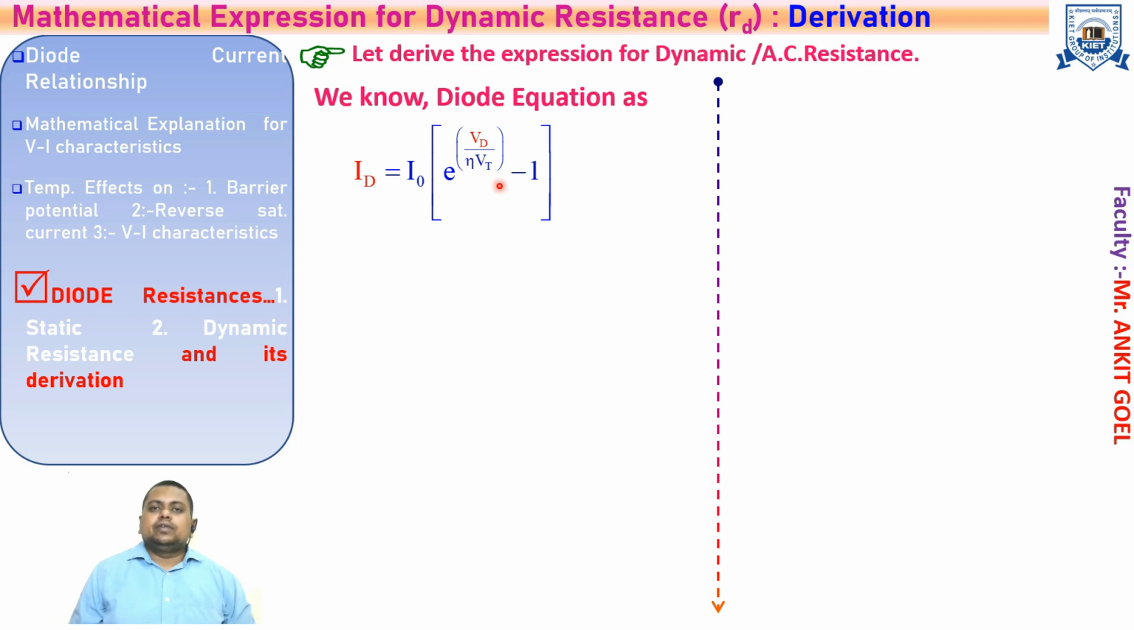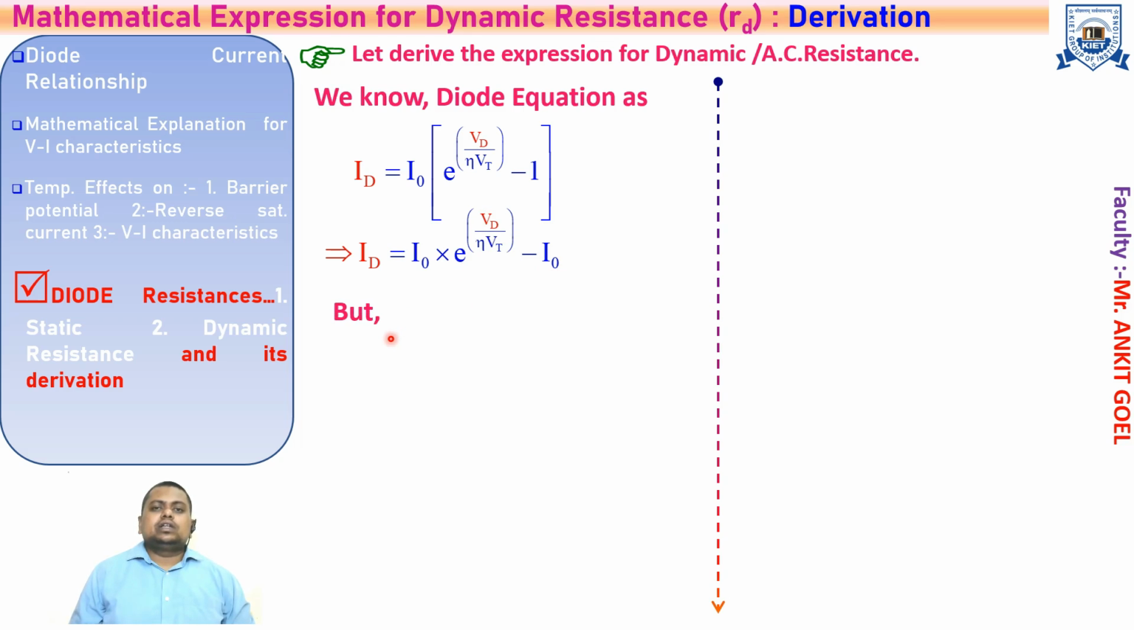Vt denotes the thermal voltage, given as Vt equals KT by Q, where K is the Boltzmann constant, T is the absolute temperature, and Q is the electronic charge. The value of the thermal voltage at room temperature is 26 millivolt. Now just multiply this I naught, and you will get the expression ID equals I naught into e raised to the power Vd upon eta Vt minus I naught.